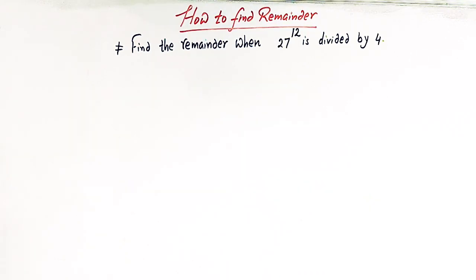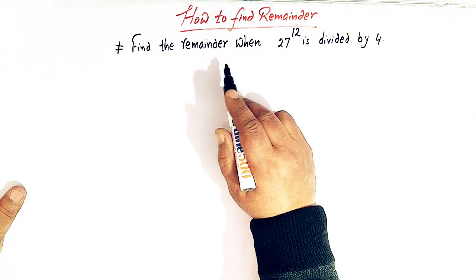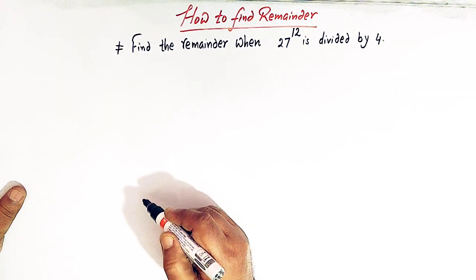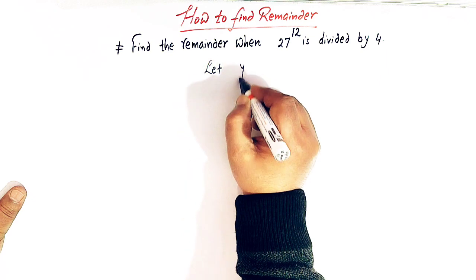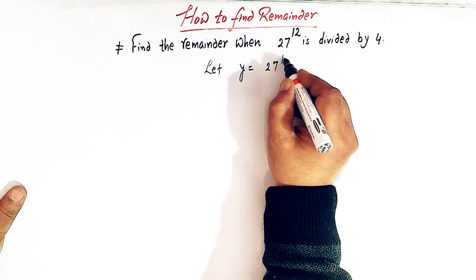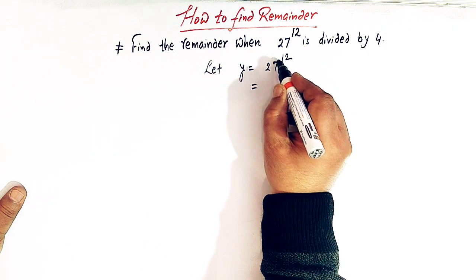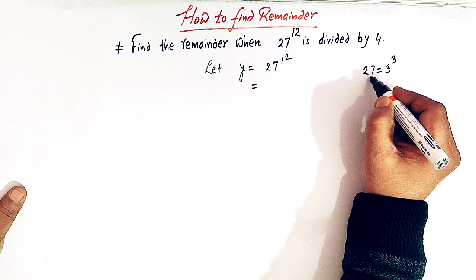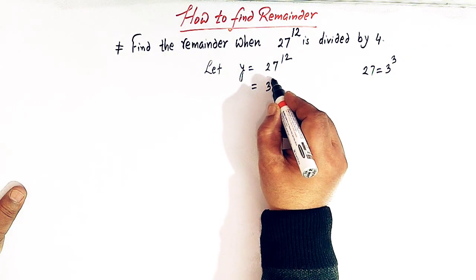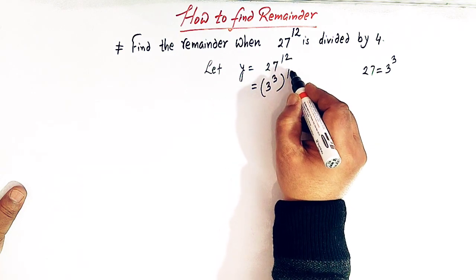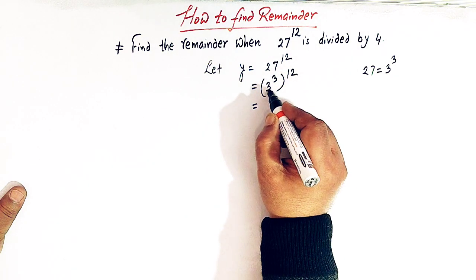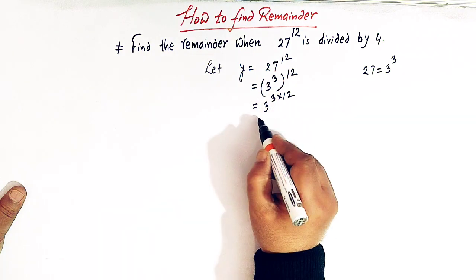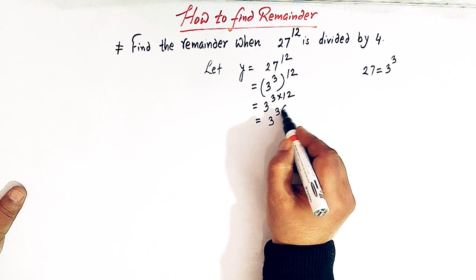Now let us consider one more problem. Here we have to find the remainder when 27 raised to 12 is divided by 4. We'll take y as 27 raised to 12. Now we can write 27 as 3 raised to 3, that is, 3 cubed is 27. So here we have (3 cubed) raised to 12. Now we can write 3 raised to 3 times 12, so we have 3 raised to 36.